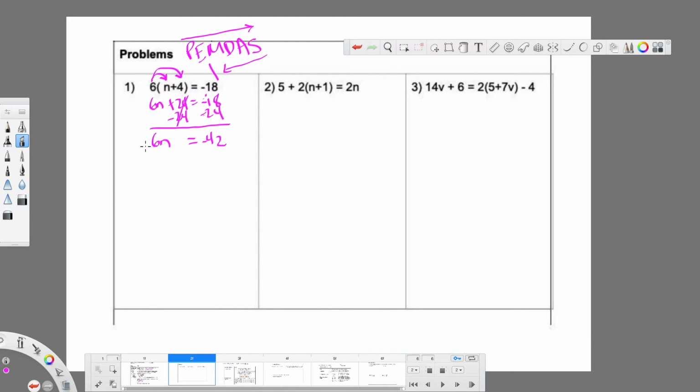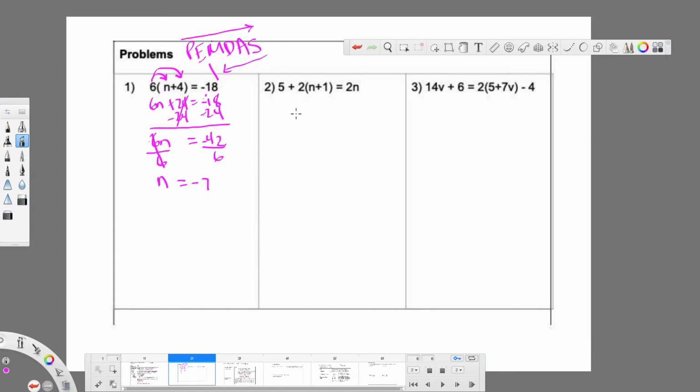I'm going to divide by 6. Divide by 6. They cancel. Anything divided by itself cancels. N equals negative 42 divided by 6 is negative 7. So this is an example of one solution. N equals negative 7.